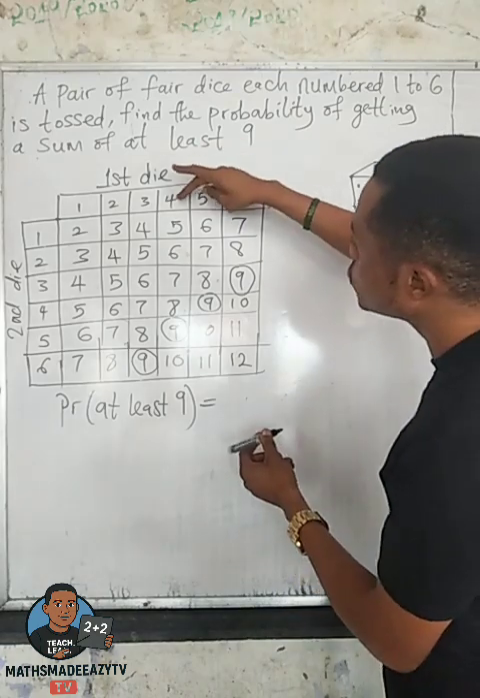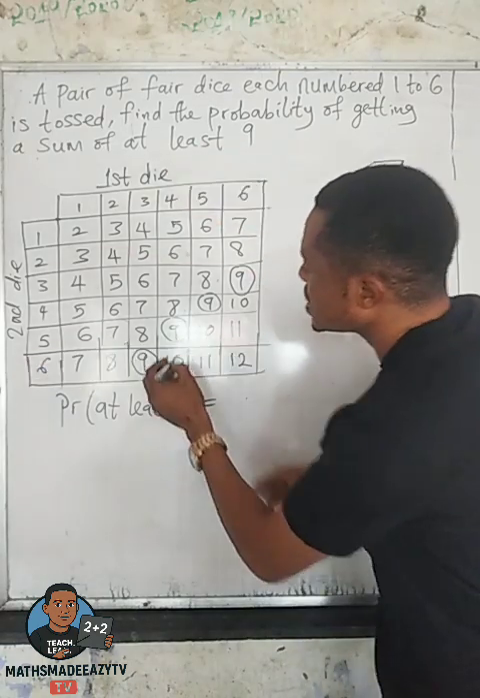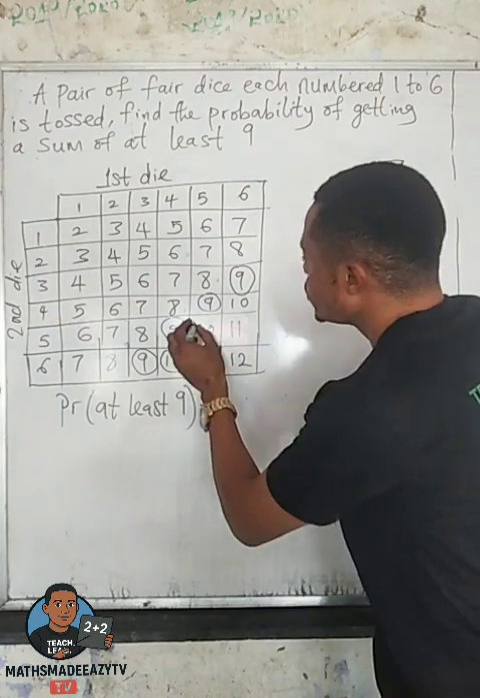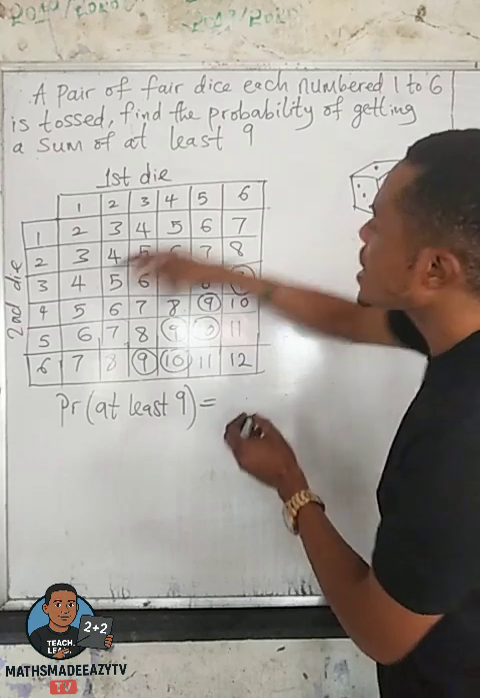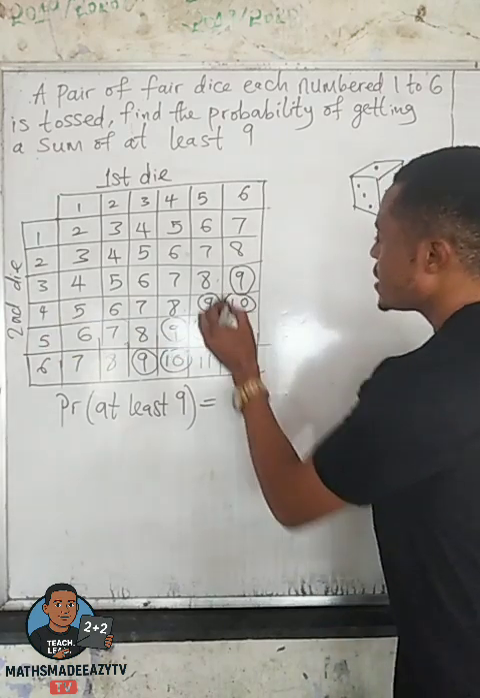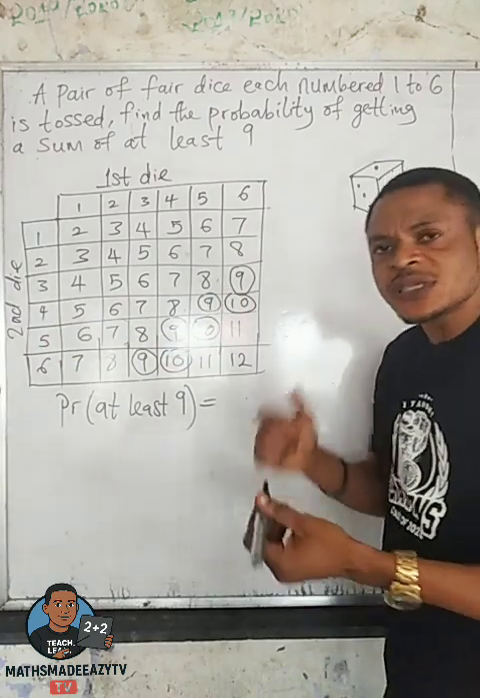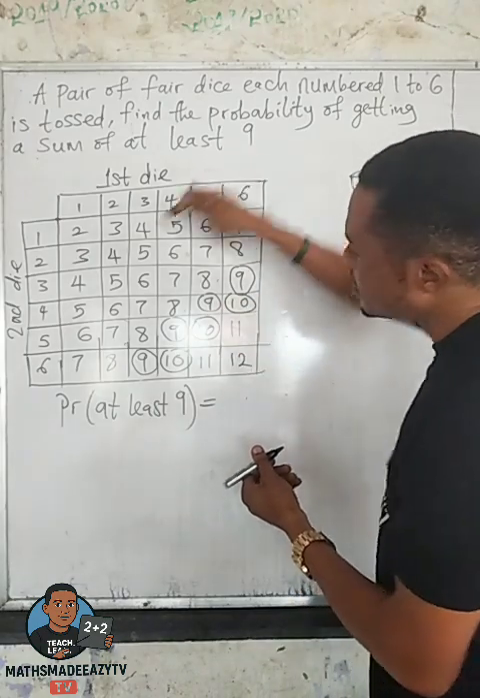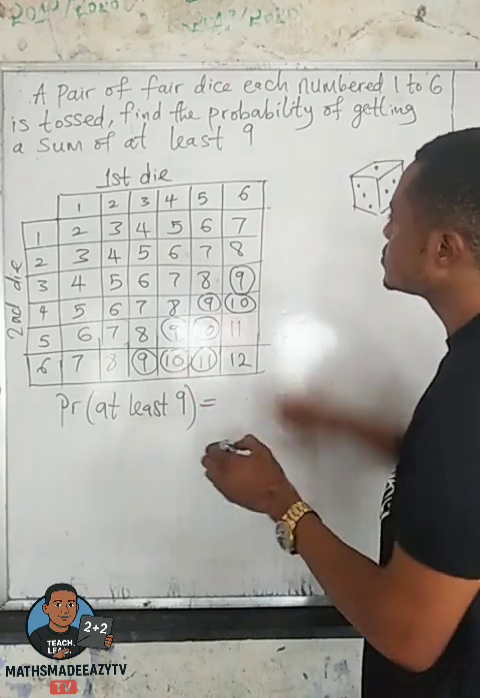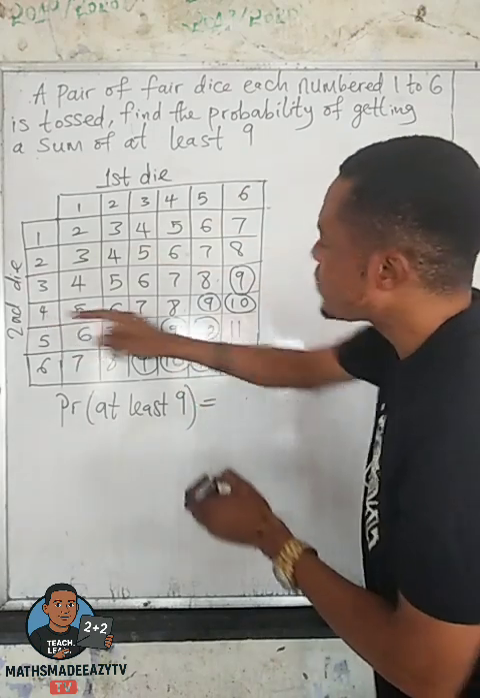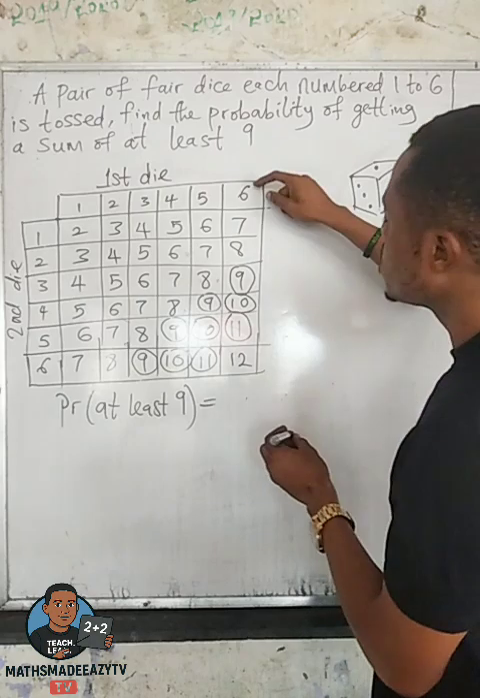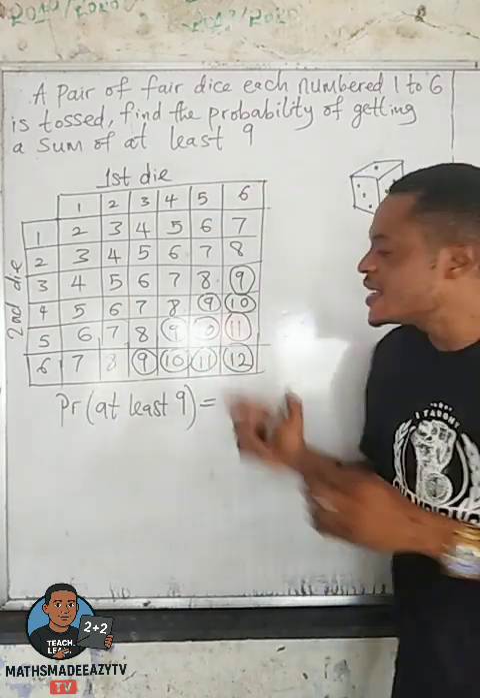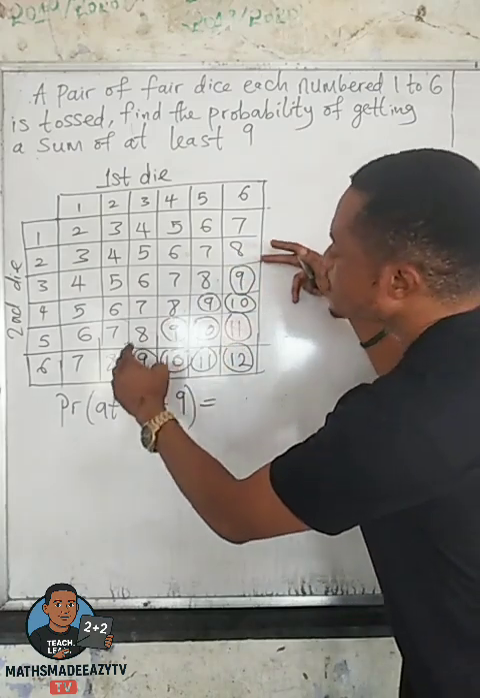So at the same time, if you draw 5 and 5, it will give you 10. Then 6 and 4 will give us another 10. We can also have 11 because it's at least 9, so 11 is also part of what we are looking for. 5 and 6, then we have 6 and 5. And once again, 6 and 6, we have 12. So here is indicating the expected outcomes.